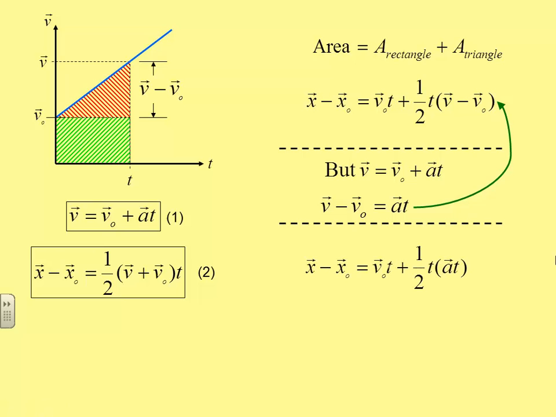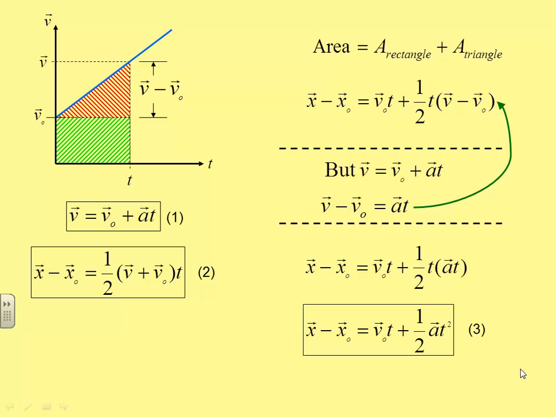This gives us an equation that says displacement is equal to the initial velocity times the time plus 1/2 the time times the acceleration times the time. Multiply through, time times time is time squared, and you get the third equation, which says that the displacement you go is equal to your initial velocity times your time plus 1/2 the acceleration times the time squared.